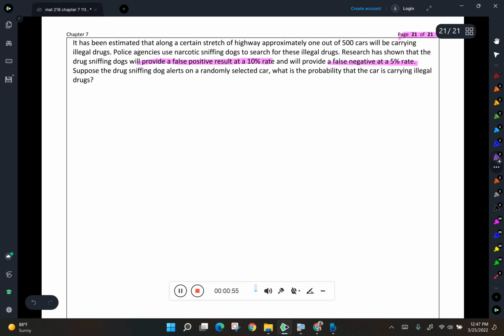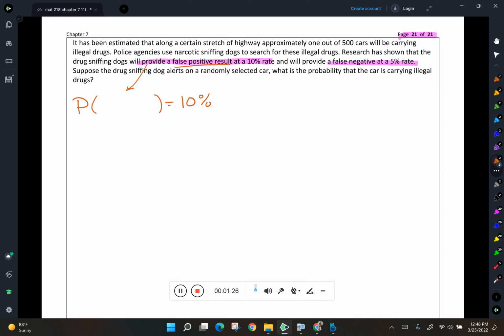All right, so first off, there may be some phrases or some terms in here you're not comfortable with, like this. A false positive rate. What does it mean to say that it is a false positive? Well, a false positive is when the test result comes back positive, but it shouldn't have. So in this case, that would mean that we're talking about a probability of something being 10%, where it's a false positive, meaning that the drug dog alerted on the car, but there were no drugs.